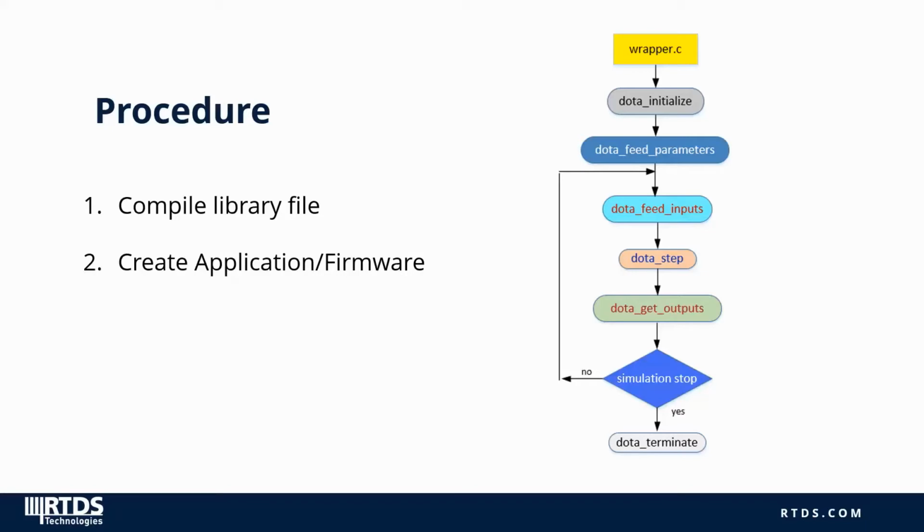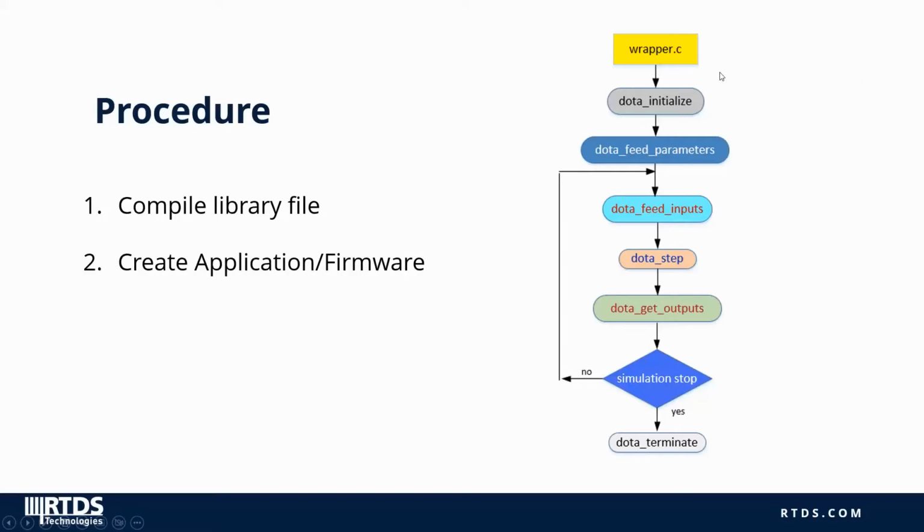Once the .a file is successfully created, the next step would be to create the application. The application is the main program which runs on the GTSOC hardware. This is a wrapper program which maps the controller's inputs, outputs, and parameters to signals from the RTDS simulator. As well, the application will also call the main controller step function. On the right here, you can see the main tasks of the wrapper code.